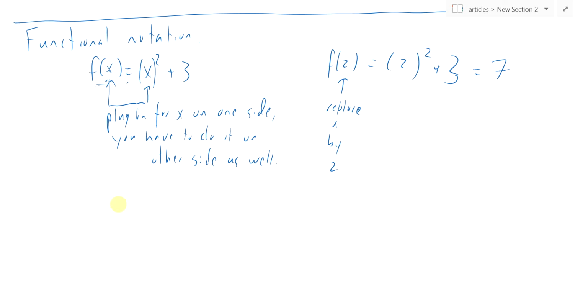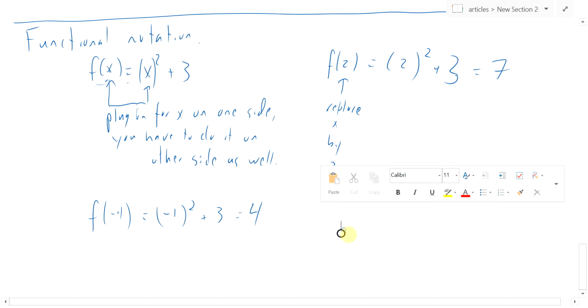And if I want to know what f of minus 1 is, well, I replace this x by minus 1. That means I have to replace this x by minus 1. I get minus 1 squared plus 3. And that's equal to 4, because minus 1 squared is 1.